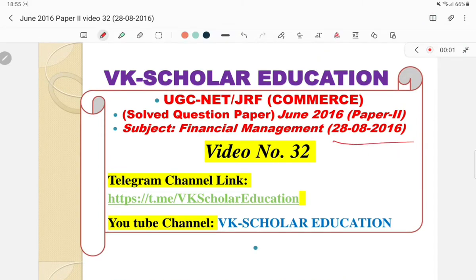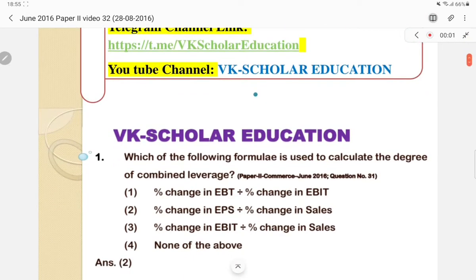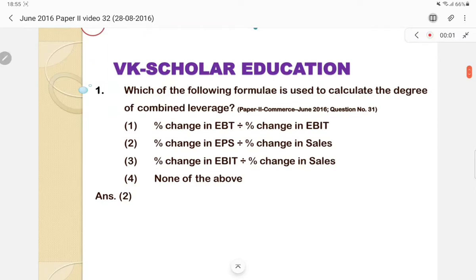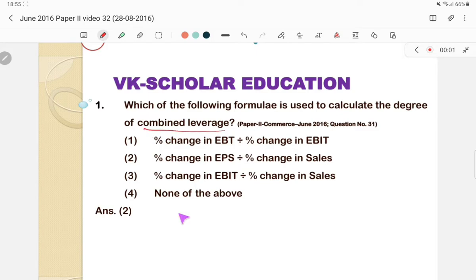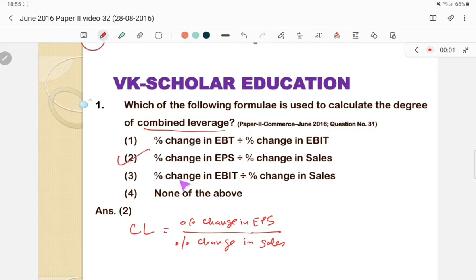So, the first question is, which of the following formulae is used to calculate degree of combined leverage? So, you know that combined leverage is calculated by using this formula: percentage change in EPS divided by percentage change in sales. So, option second is correct.